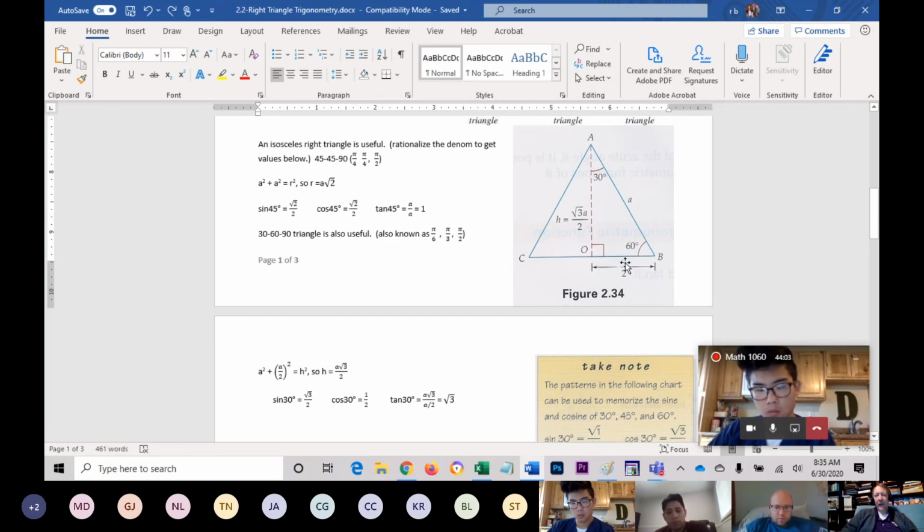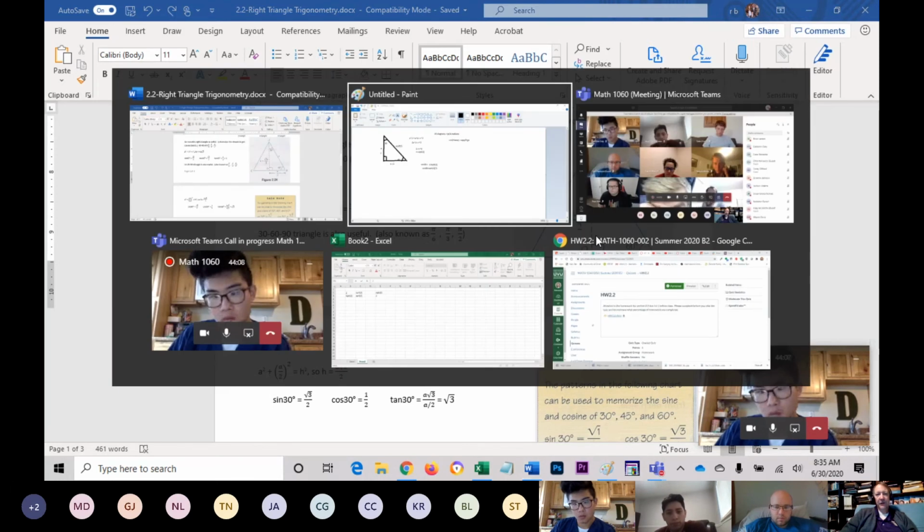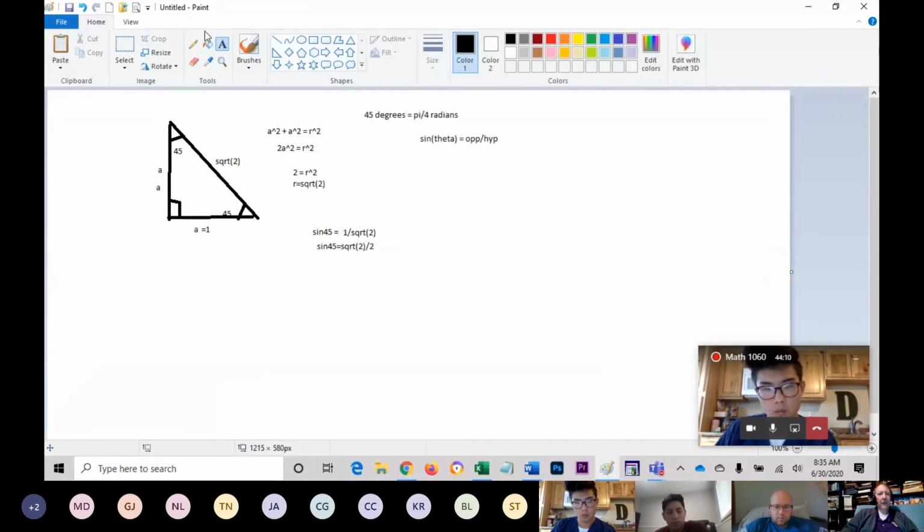Even though I don't have a length here, A over 2, maybe I should draw this again so that we can go slower. So I'm going to draw my 30, 60, 90 triangle. I'm going to move this. I want to keep this here, but I'm going to move it all.